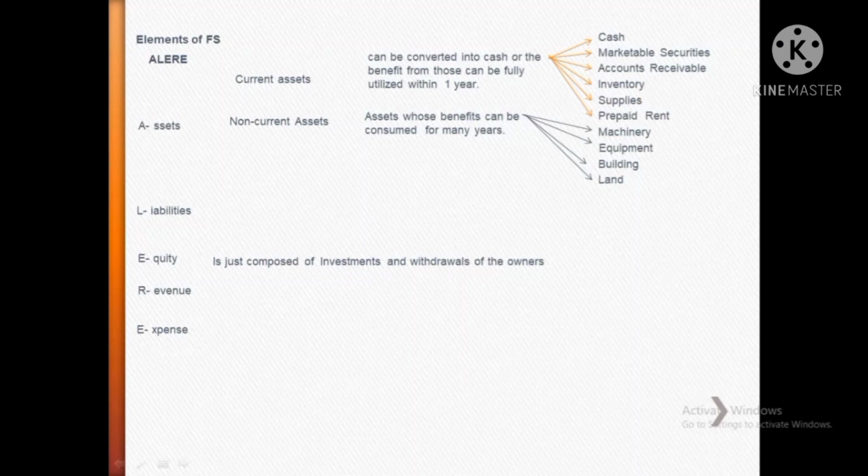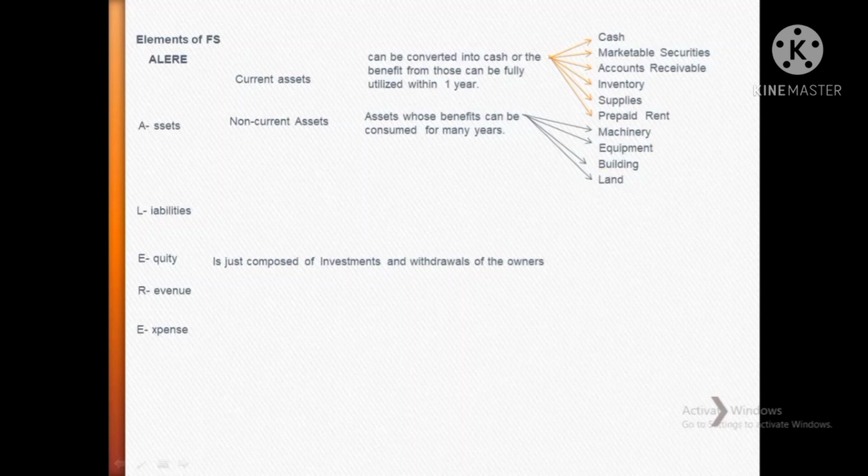Let me repeat that again. The faster the asset account is converted into cash or the faster it is consumed, the higher is its ranking on this list. That is why current assets come first before the non-current assets, because the current assets' benefits are consumed faster. For example, supplies are consumed faster than the equipment, right? Another is that, as you can see here, the machinery, equipment, and building come first before the land. It is because these three have a limited useful life, whereas the land has an unlimited useful life. So that's it for arrangement.